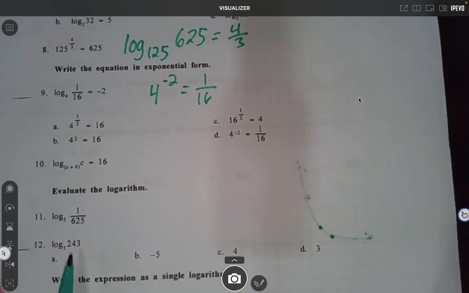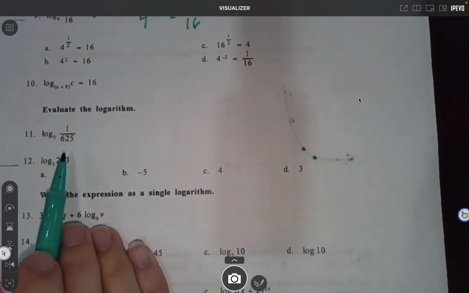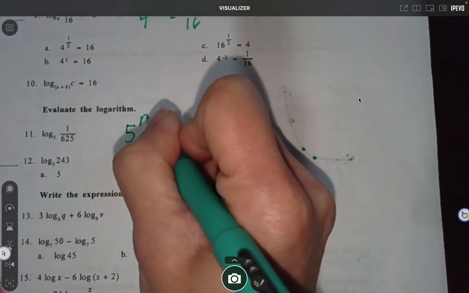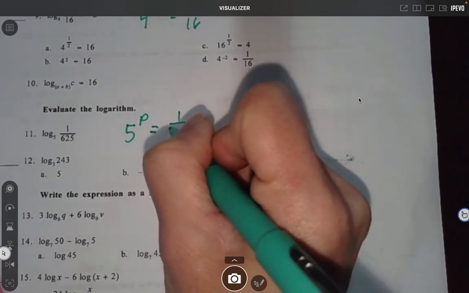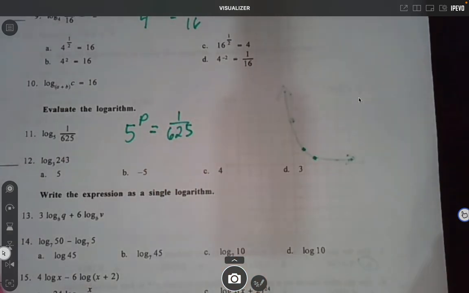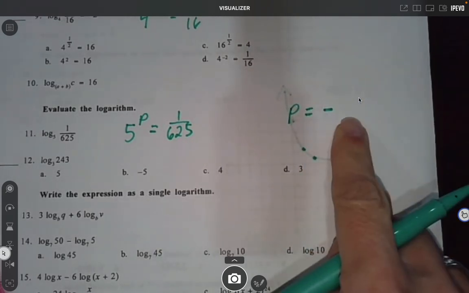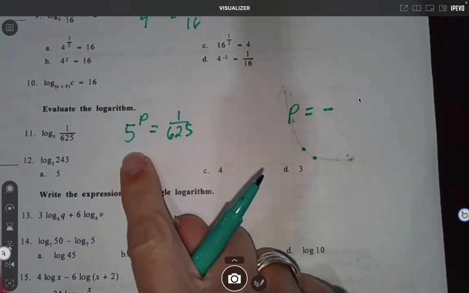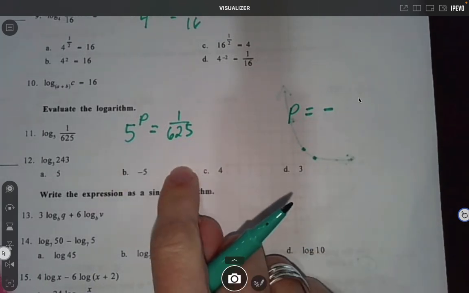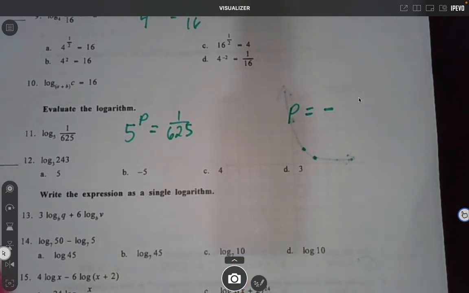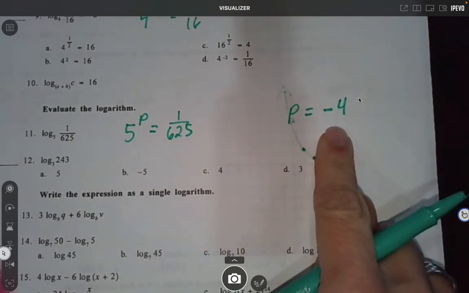So you're going to say your base to what power? What's my base on number 11? 5. My base to some power is 1 over 625. The first thing you should notice is since it's a fraction, what's your power going to be? Negative. So I know I'm going to put some negative number. Now let's think. 5 to what power is 625? 4. Yeah, I would just plug them in. Like try 5 to the 3rd. Nope. Try 5 to the 4th. Yes. So, and then you can check your answer.